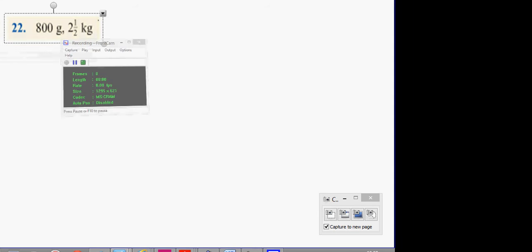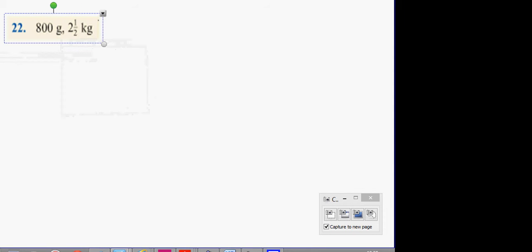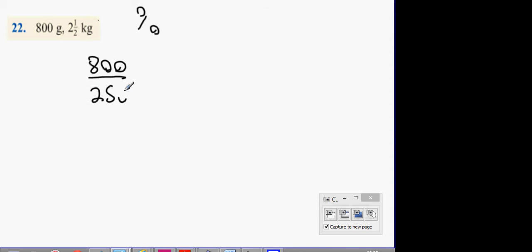This is exercise 9.2, and what we're doing is showing 800 grams as a percentage of 2.5 kilograms. Okay, Stephen, what do you think about this one? How would you go about doing this one? 800 over 2,500. 800 over 2,500. Perfect, Stephen.